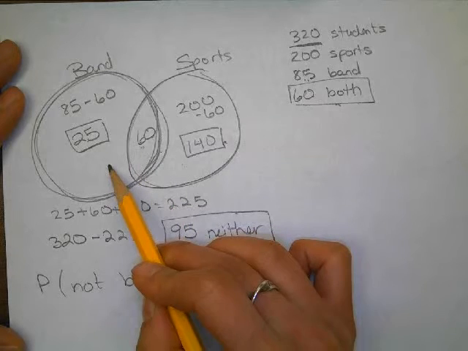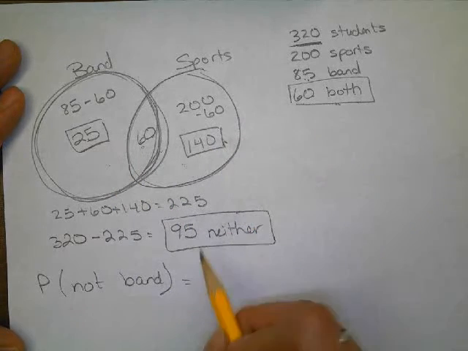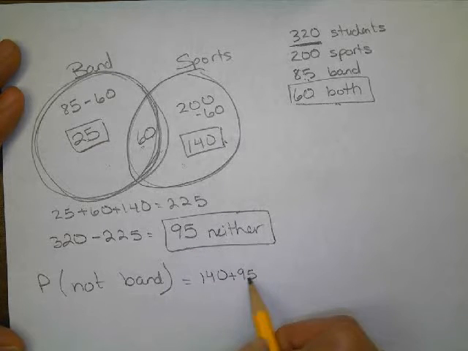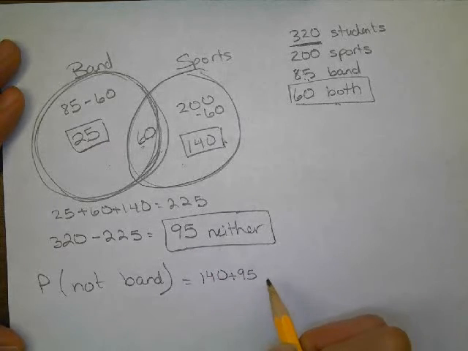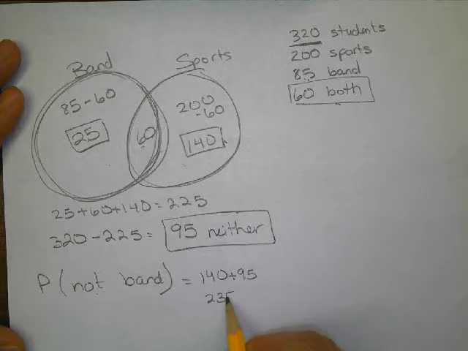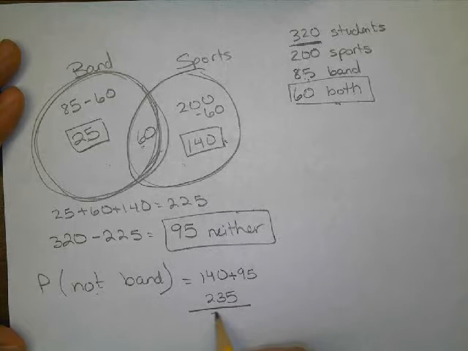So 60 people are also in band. So just the people who play sports are 140, and then of course the 95 that are not in sports or band. But again, we want just not band, so that includes these 95. That adds up to 235, and we have a total of 320 students. So our ratio is 235 out of 320.